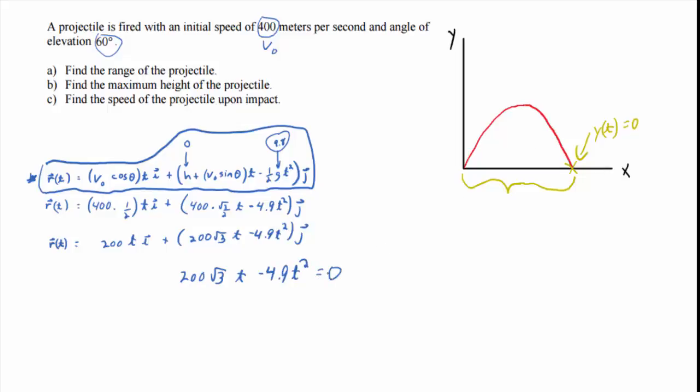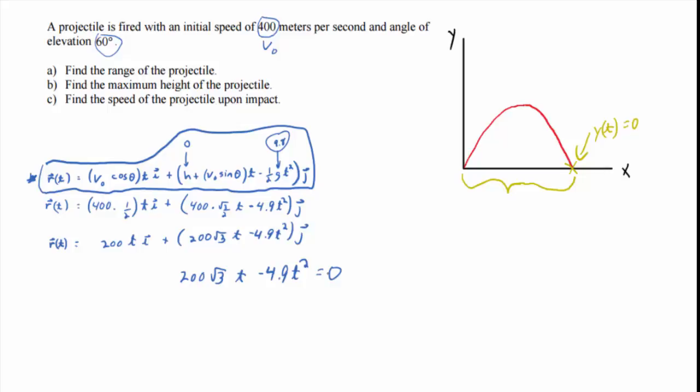Everybody buy that? Now let me show you a cool trick here. We know that t equals 0 is the solution to this equation, right? Do we care about t equals 0? No. So since we know t is not equal to 0, aren't we allowed to divide as long as we know we're dividing by a variable that's not 0?